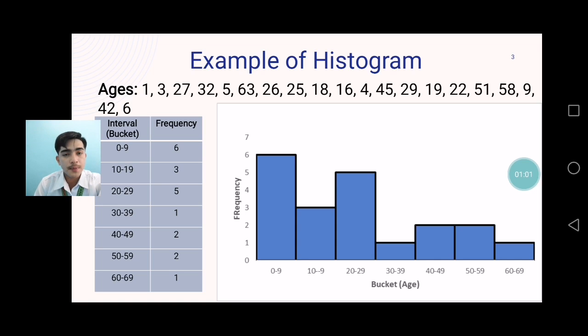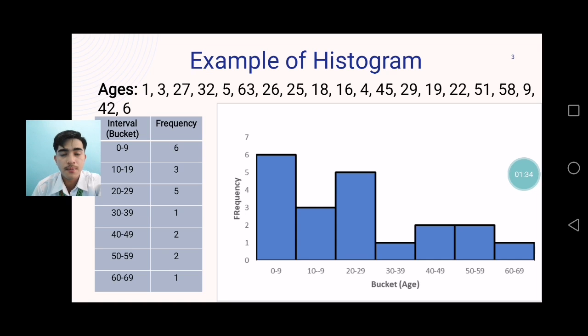Suppose, pretend that you are in a restaurant. You gather, or interview, the ages of the customers in that certain restaurant. And you come up with the following ages: 1, 3, 27, 32, 5, 63, 26, 25, 18, 16, 4, 45, 19, 22, 51, 58, 9, 42, and 46.